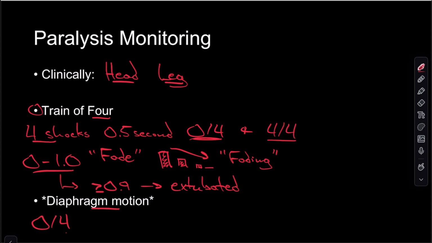Most likely what this sort of question is getting at is that the diaphragm is going to be the most resistant or refractory to neuromuscular blockade. So it's the muscle that takes the longest to become paralyzed when you paralyze a patient, and then it's going to be the first muscle to return. So even if you have 0 out of 4 twitches in the peripheral muscular system, you could still have diaphragm motion because your diaphragm is going to be more resistant to paralysis than your ulnar nerve or your upper extremity muscles.